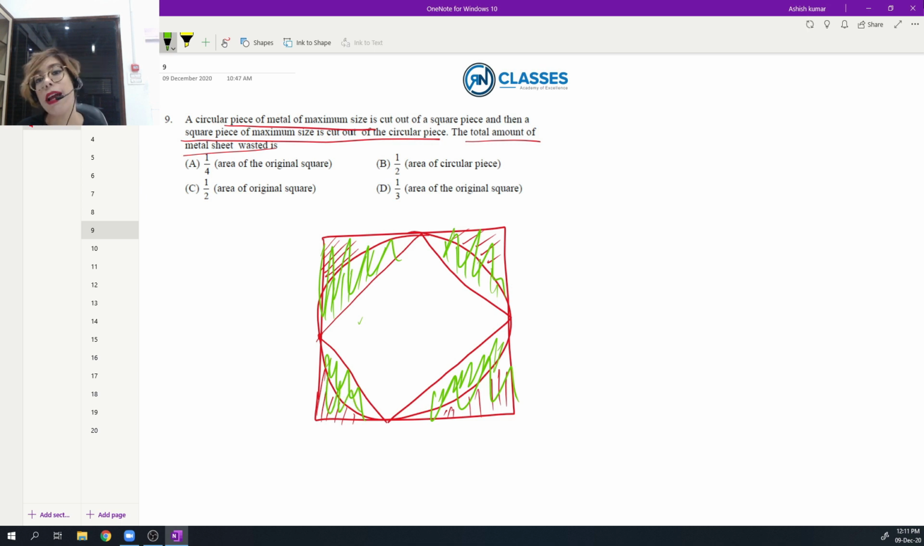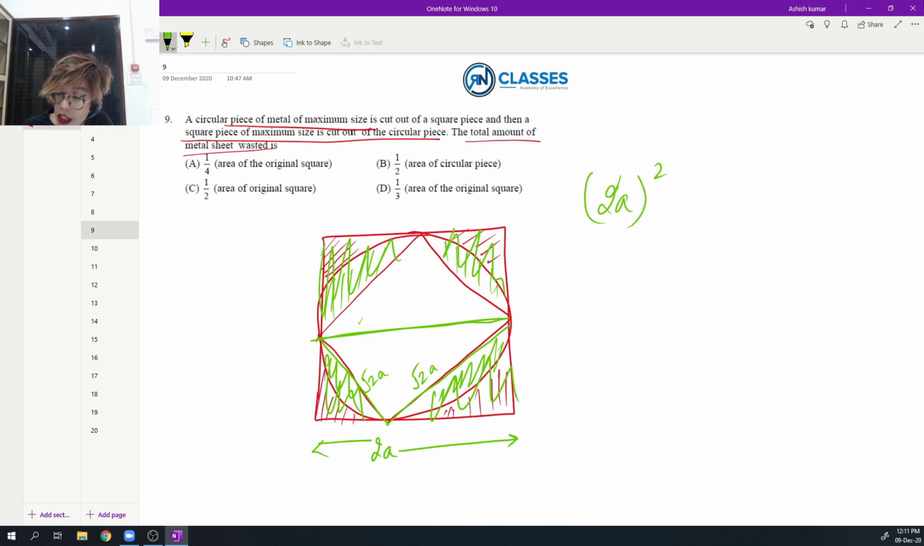So let's assume the side of the big square is 2a. So that means the diagonal of the small square is 2a. Now what will the side be here? Root 2a. So area wasted is what? Area wasted is 2a whole square minus root 2a whole square, which is 4a square minus 2a square, which is equal to 2a square. Now the total amount wasted is 2a square.